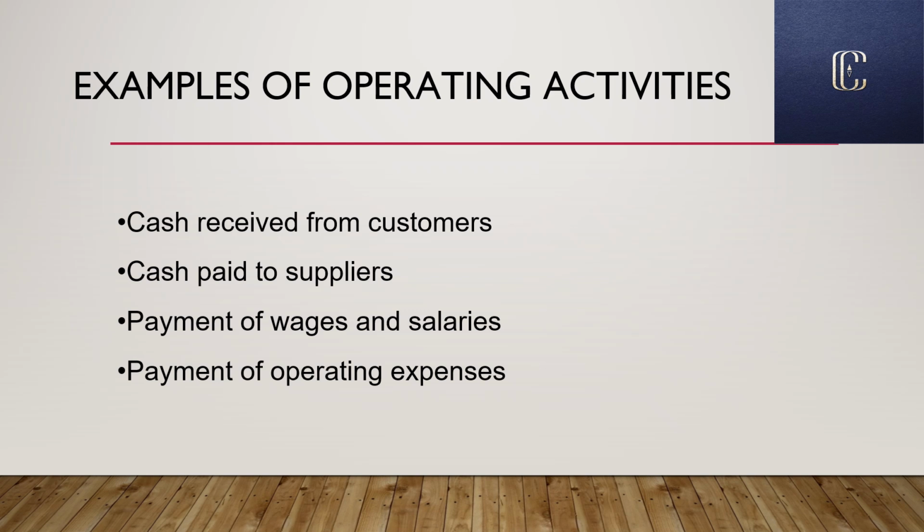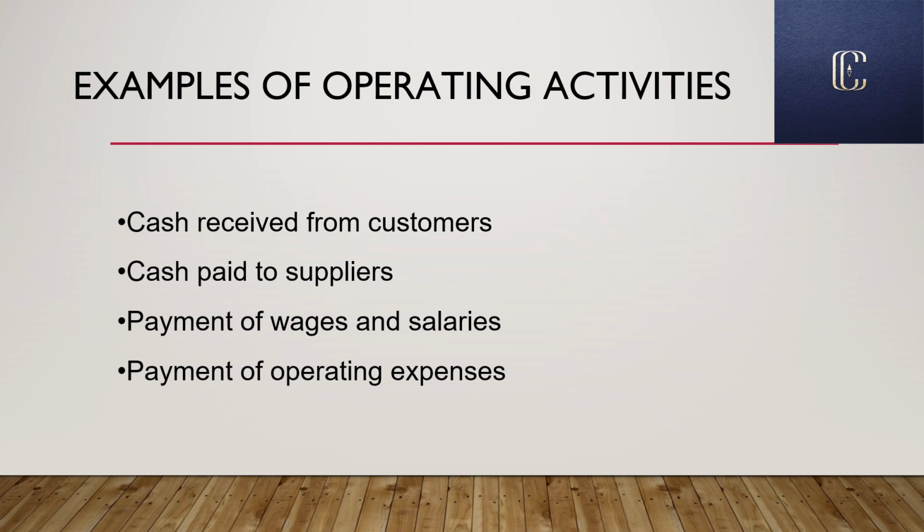Third one is payment of wages and salaries. Employees are part of daily operations. For example, paying teacher salary in school, paying staff salary in office, paying wages to the workers of a factory. These payments are necessary for running the business every day. So, they are clearly operating activities. If salary is not paid, operations will stop.